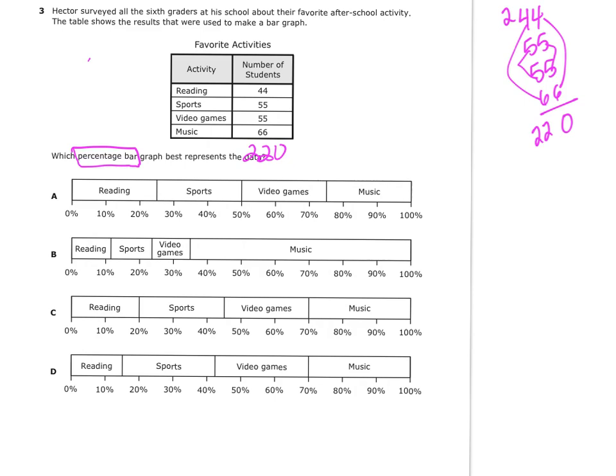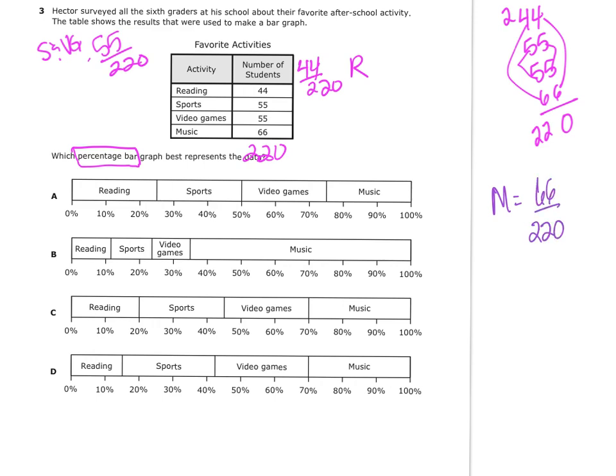Okay, so now you can make fractions in order to be able to get your percentages. So you have 44 over 220 for reading. Sports and video games are the same. So that's going to be 55 over 220. Thank you. Okay, so, well, and there's the bell again. Good grief. So I did sports and video games the same at 55 over 220. And then I have music. Let's do a different color for music, which was 66 over 220.